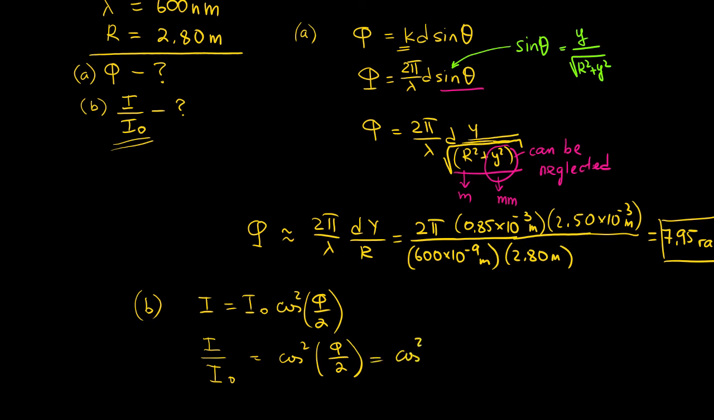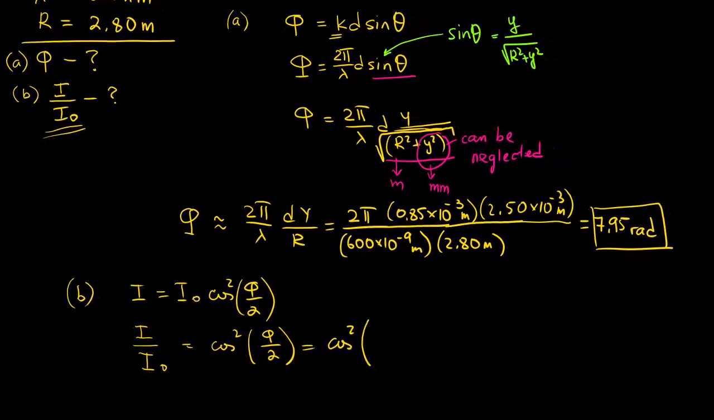So cosine squared, now our value was 7.95 radians, 7.95 radians divided by 2, and that will give us the result of 0.453.